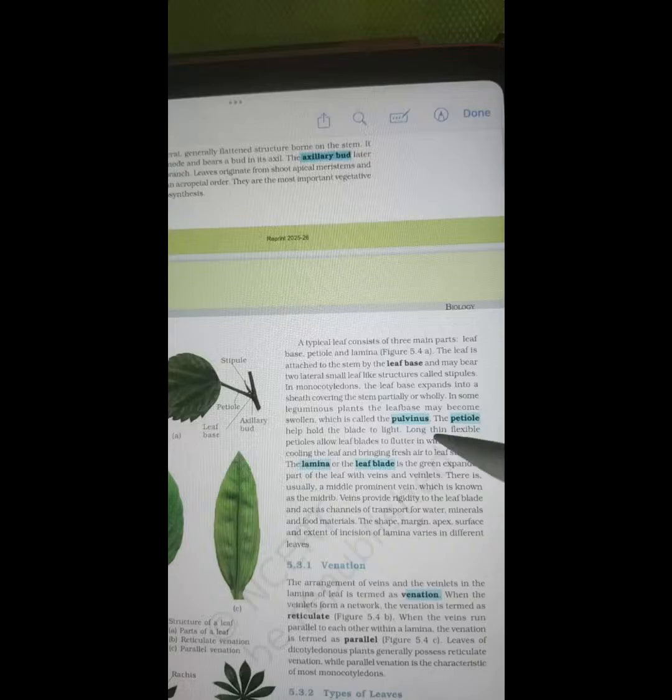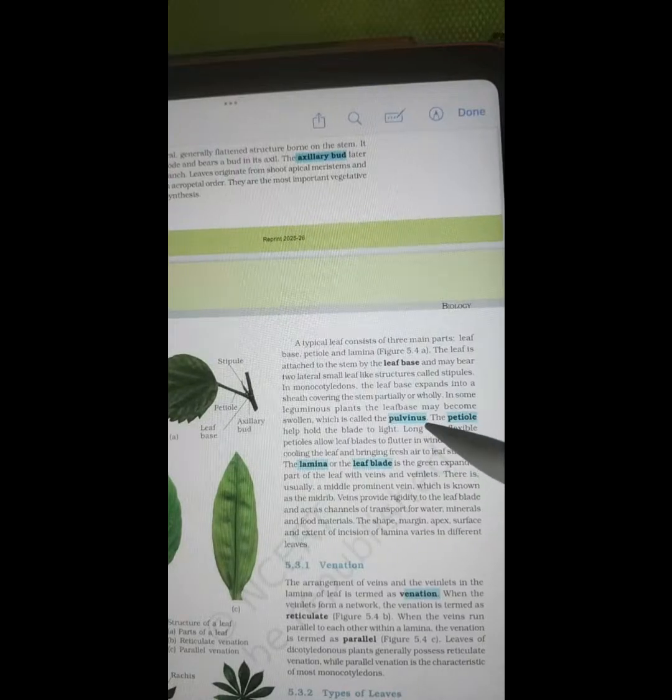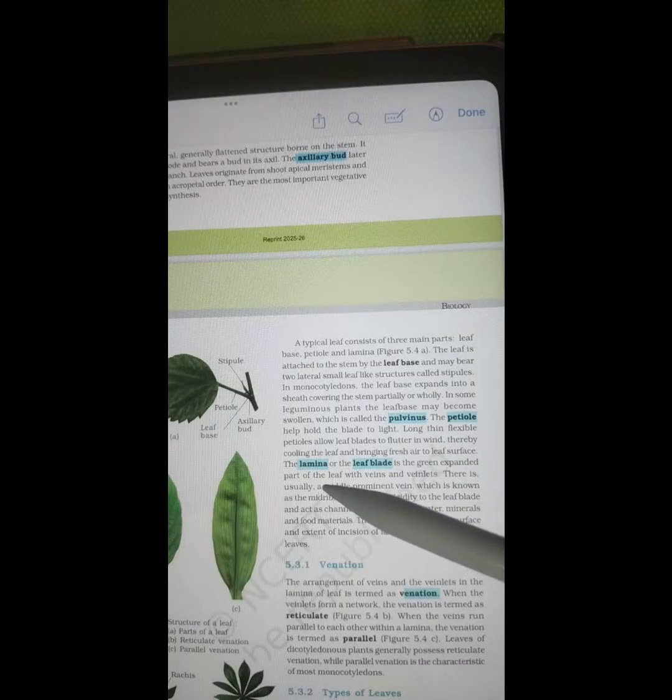Pulvinus is the swollen area which is seen at the base of the leaf. The petiole is the leaf stalk. Lamina, I have already said about it, is the expanded portion of the leaf that basically helps in photosynthesis. Lamina is also known as the leaf blade.